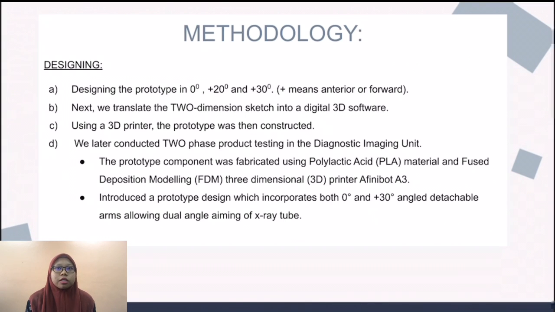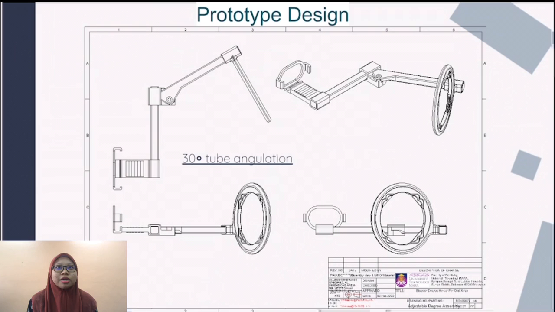Then we conducted two-phase product testing in the diagnostic imaging unit. The prototype component was fabricated using polylactic acid material and a fused deposition modeling three-dimensional 3D printer, the Affinibot A3, and introduced a prototype design which incorporates both 0 degree and positive 30 degree angled detachable arms, allowing dual angle aiming of the X-ray tube. So here is the prototype design of our product employing the 0 degree and 30 degree arms.